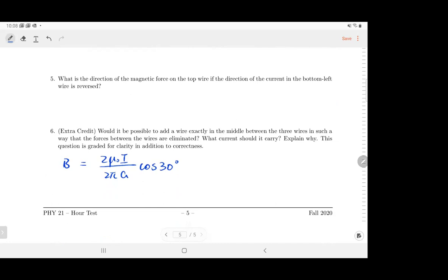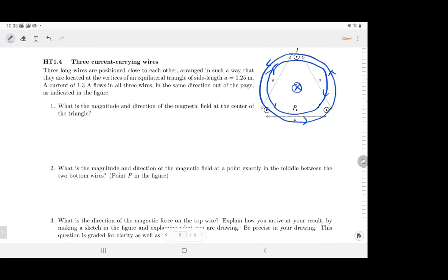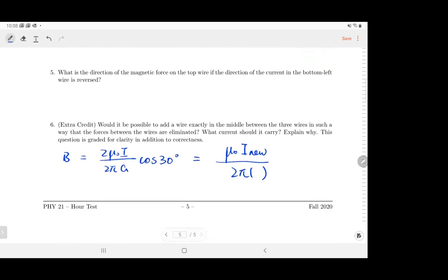Okay, then this is a magnetic field. The magnetic field generated by the new current will be mu non times new current over 2 pi times distance. The distance here is from the center of the triangle to the current, so that will be A over square root 3. This is from the geometry. Then you will find the 2 pi is gone, and cosine 30 degree is square root 3 over 2.